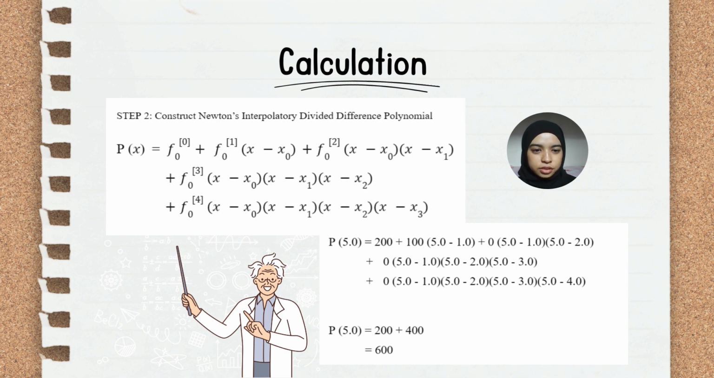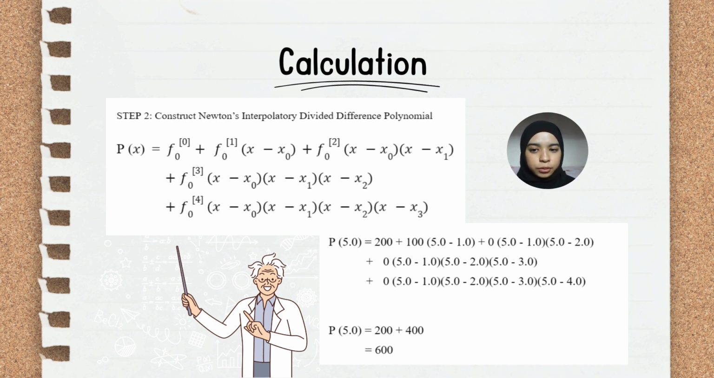Step 2 is to construct the Newton interpolatory divided difference polynomial. We must identify the data: the values of x and corresponding function values f(x) are given. Construct the divided difference table. Plug values into the polynomial to find P5. Substitute x with 5.0 into the polynomial, simplify and evaluate the calculation as shown to obtain P5 equal to 600.